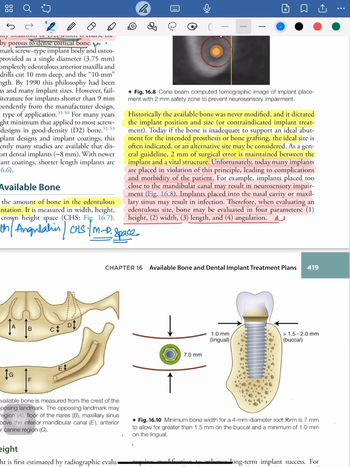Historically, whatever the original available bone was, that was the guiding factor. If the bone wasn't sufficient, that would probably contraindicate the implant. But now with advancement in technology, there are more predictive regenerative procedures that ensure a fairly good prognosis in terms of bone augmentation.